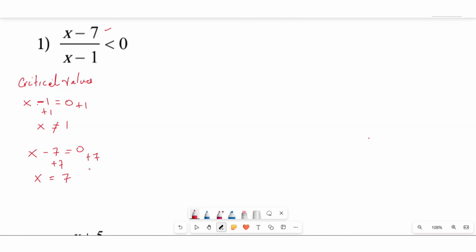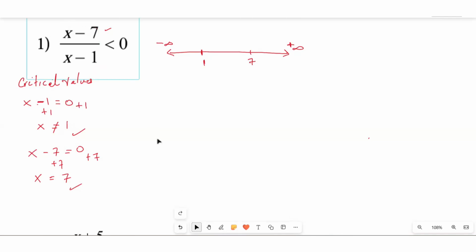What's going to happen here is we're going to put these on the number line. So we have positive 1 and positive 7. So this is how we're going to do it. Here it is. This is my number line. We have negative infinity down this side, positive infinity down this side. We have positive 1, we have positive 7. Remember that this entire relation here must be less than 0. Anything less than 0 is negative.